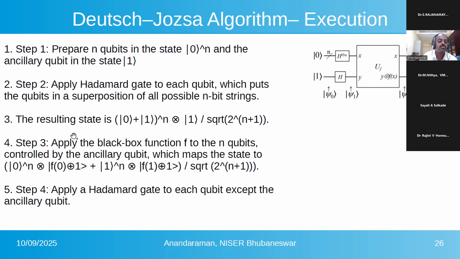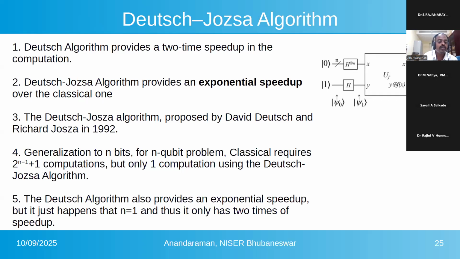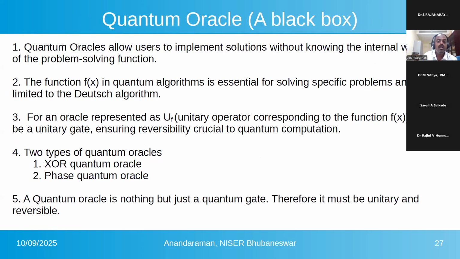But in classical, you need 2 power n minus 1 plus 1 steps. There are two types of oracles: one is the XOR quantum oracle and another is the phase quantum oracle. A quantum oracle allows the user to implement a solution without knowing the internal working of the problem solving function. So that is a black box. It is essential to solving specific problems and is not limited to the Deutsch kernel. It's like a subroutine. In normal programming we have subroutines, and in quantum we have oracles. You can implement an oracle for any function, for example a Fourier transform, and inside you don't need to know the details, you just use it as a function, like a subroutine in classical programming.